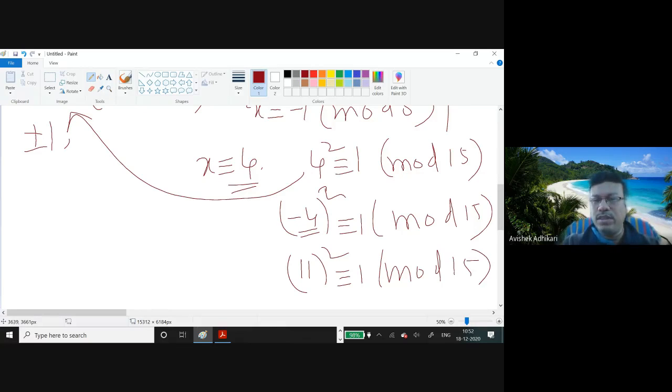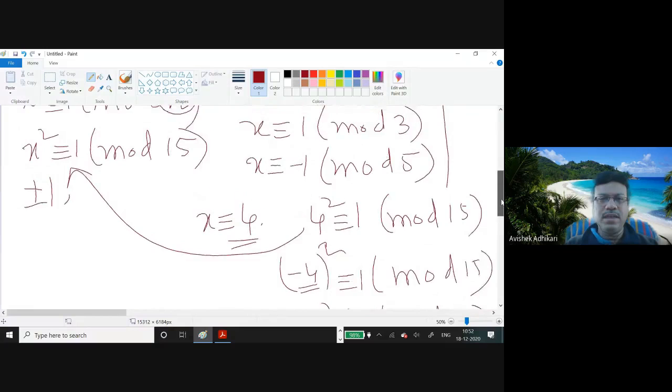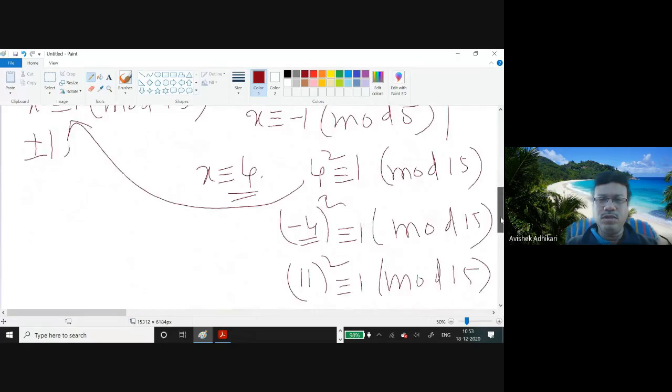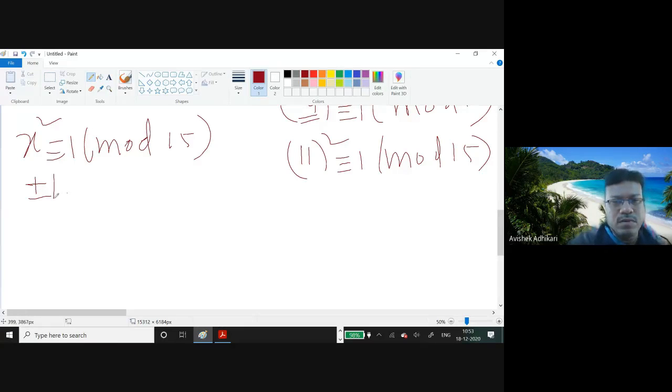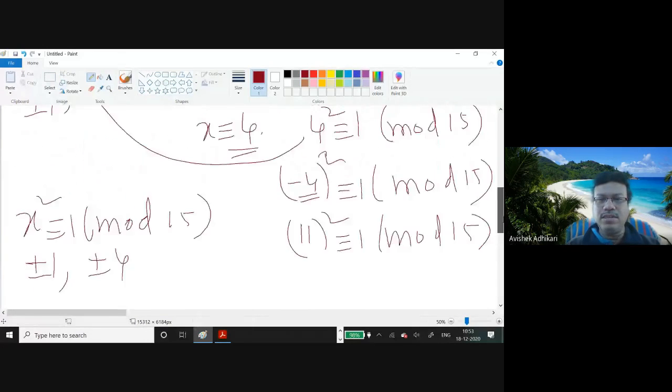So you can see that we have at least 4 solutions, right? If I consider this, 1 modulo 15, then we have already seen that plus minus 1 were solutions, and plus minus 4. So the question is, is there any more or something else? Okay, so we had this equation.